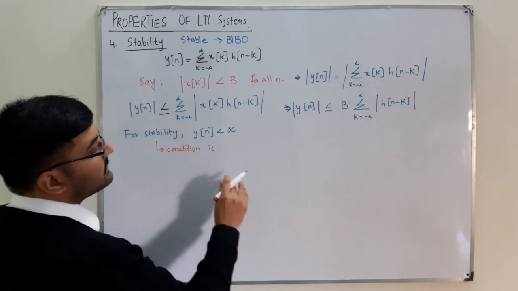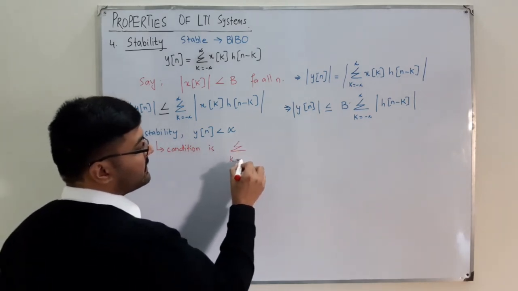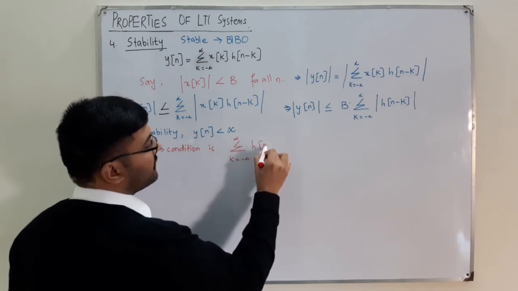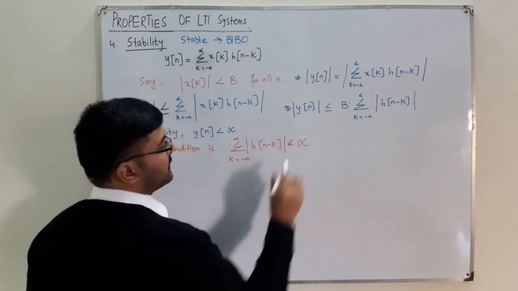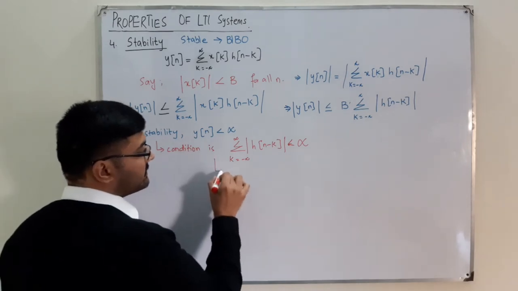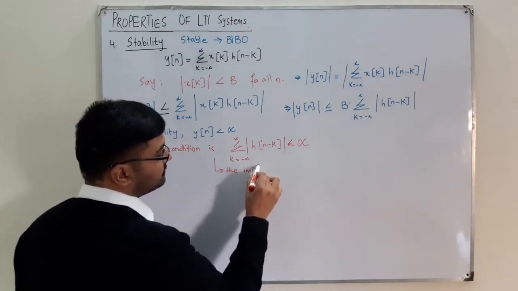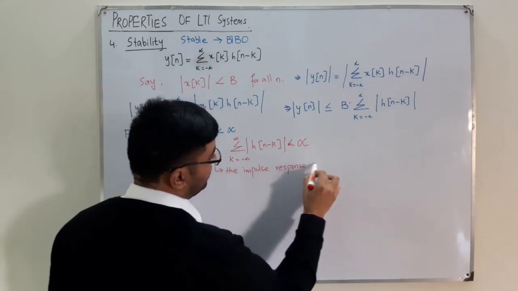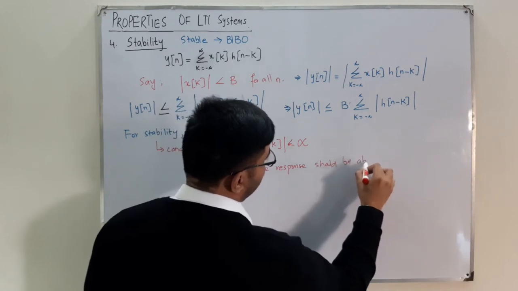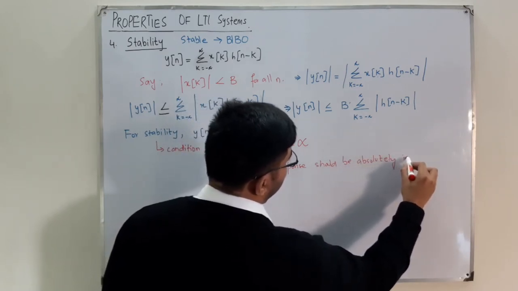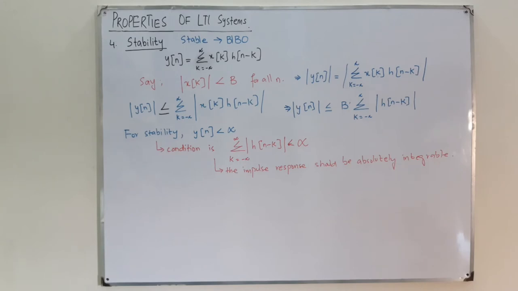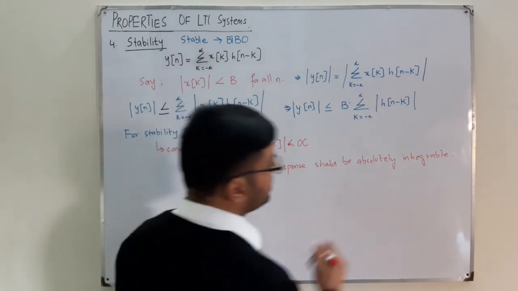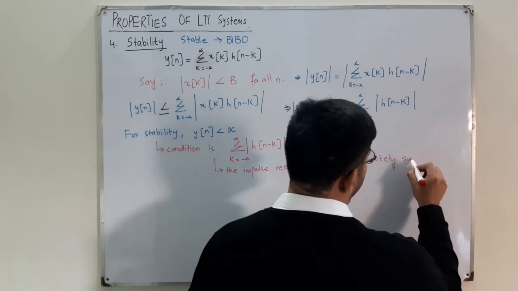The condition is that the summation, with k running from negative infinity to positive infinity, of the absolute value of h of n minus k, should be a finite number, less than infinity. In words, the condition is that the impulse response should be absolutely summable. This is the condition.